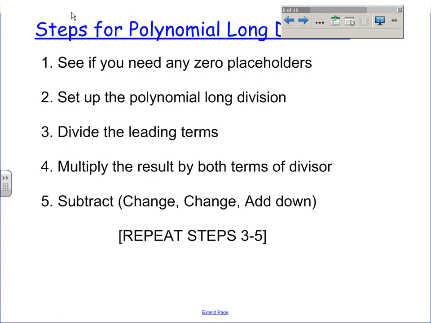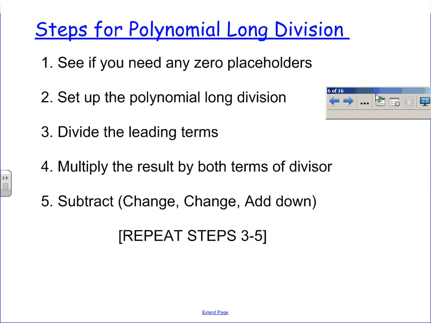So now we can talk about the steps for polynomial long division, which is very similar to normal long division. On the handout that you've been given, you have the steps for polynomial long division. So the first step is to see if you need any zero placeholders. So that's a new step because zero placeholders are already included in numbers.